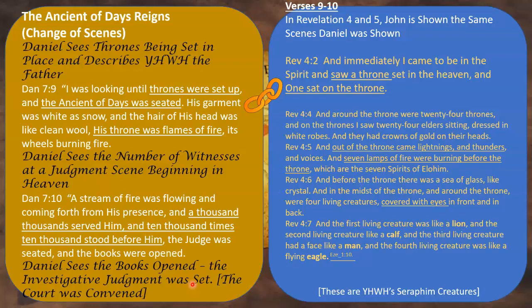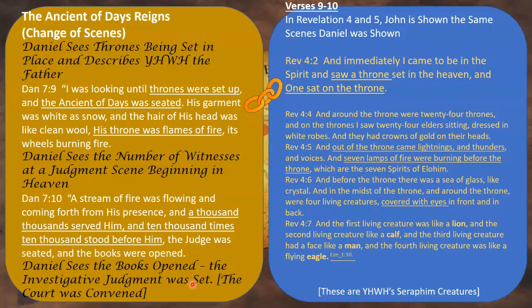Daniel sees the number of witnesses at a judgment scene beginning in heaven. Daniel 7:10. A stream of fire was flowing and coming forth from his presence, and 1,000 thousands served him, and 10,000 times 10,000 stood before him. The judge was seated, and the books were opened. Daniel sees the books opened. The investigative judgment was set.